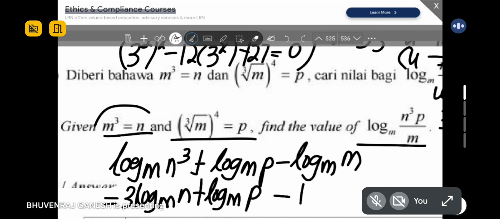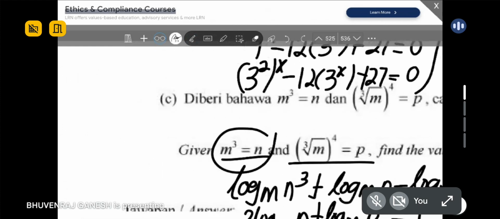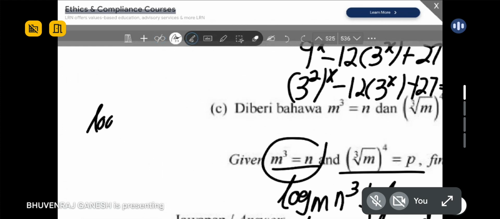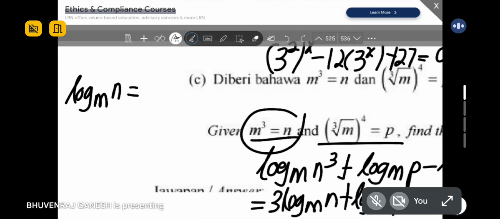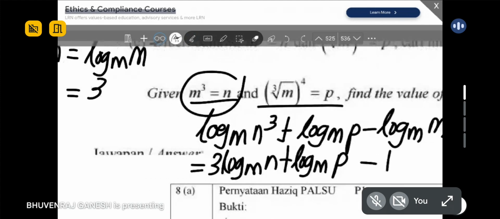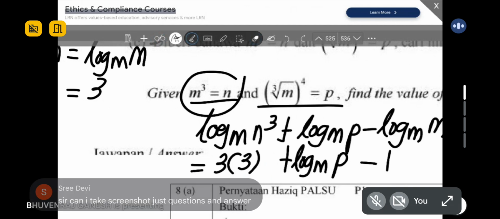So what you need to do, guys, just add log to both sides of the equation. Tambah log. So log mn, you add log m because you see my question here. I need log mn. Okay, so log mn is equal to log m power 3. You add on both sides, log m. Okay, so you will have, the answer is 3, right? 3 only. Okay, so you just substitute this whole thing here with a 3 because it's equal to each other. So it's 3 times 3.